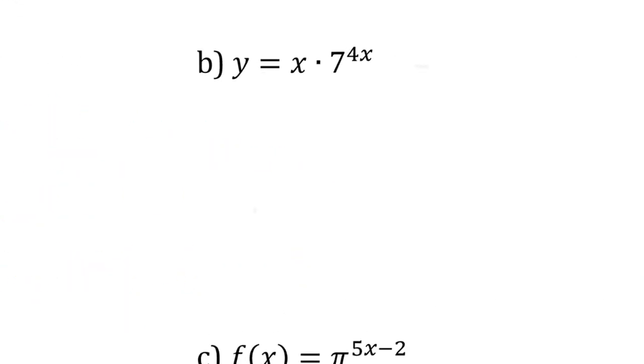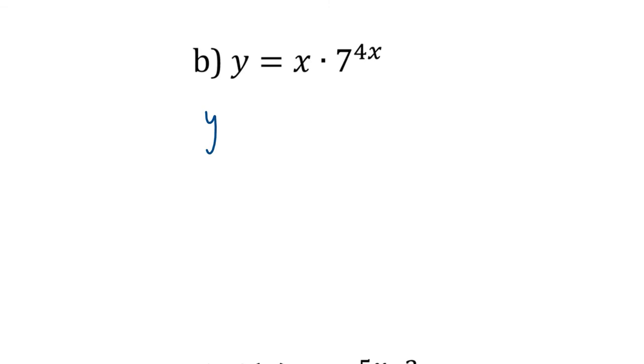y prime equals, this sure looks like product rule. Derivative of the first thing is 1 times the second thing, 7 to the 4x, plus derivative of the second thing, which is 7 to the 4x times ln of 7 times 4 in this case, because that's the derivative of the exponent, and then all of that times the first thing.